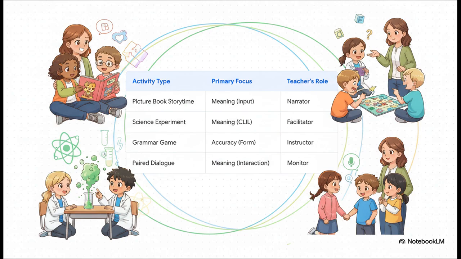Well, maybe on Monday, you're doing a wonderful story time with a picture book. That's your meaning-focused input. On Tuesday, you do a cool hands-on science experiment in English. Boom, that's your CLIL. Then on Wednesday, maybe you play a really fun game that secretly targets a specific grammar point. And on Thursday, you put it all together with a paired dialogue where they have to use that grammar to communicate. You see how it all fits? Every activity has a clear purpose, creating this beautiful blend of meaning and form.